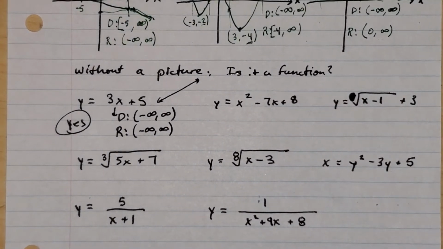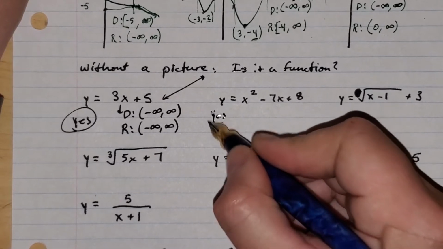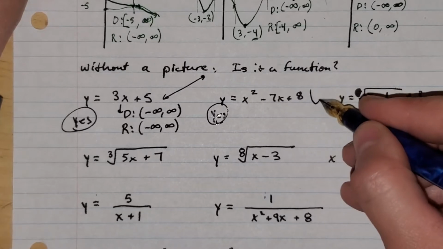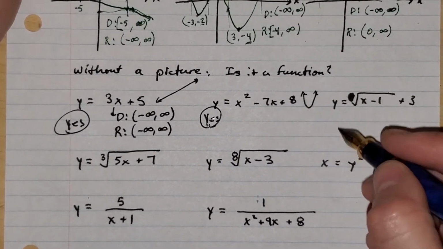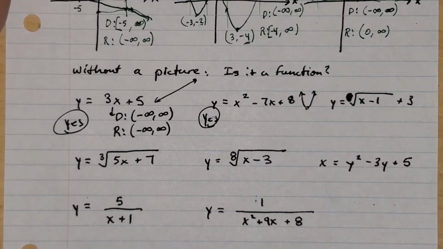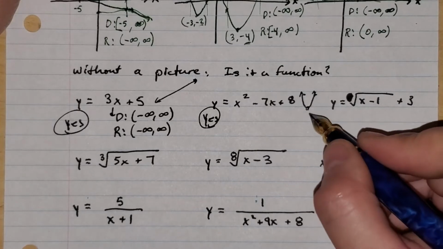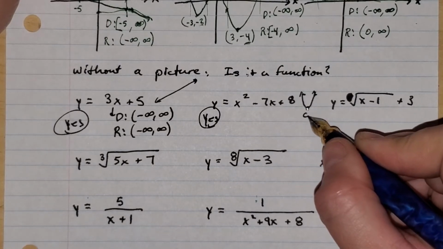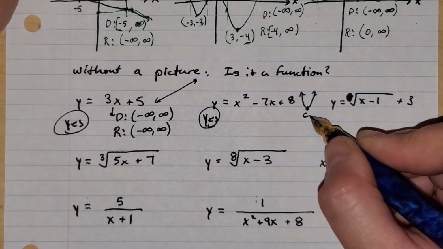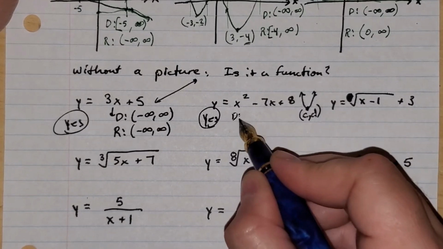Yes or no? Okay, that's what we're looking for. Is this a function? Yes. What's the domain and range? Well, x squared minus 7x plus 8 is going to make a parabola. And you're going to have to find that point, and I've got that in another video. But if you find that point, we're going to call that point C comma D. What would the domain be?